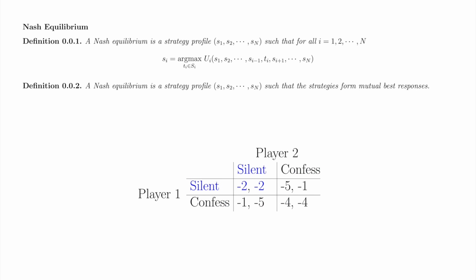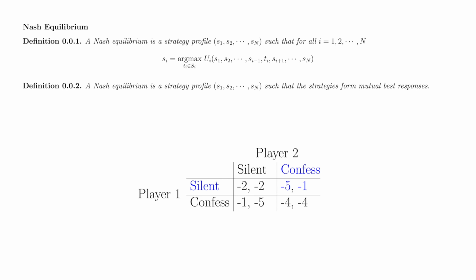If both players are silent, each receives -2. Silent-silent is not a Nash equilibrium. Silent is not a best response for player 1 when player 2 is silent. Player 1 has a profitable deviation to confess, since -1 is greater than -2. Player 1 regrets her choice of silent. If we offered player 1, and only player 1, a do-over, she would switch from silent to confess. Player 2 also has a profitable deviation to confess.